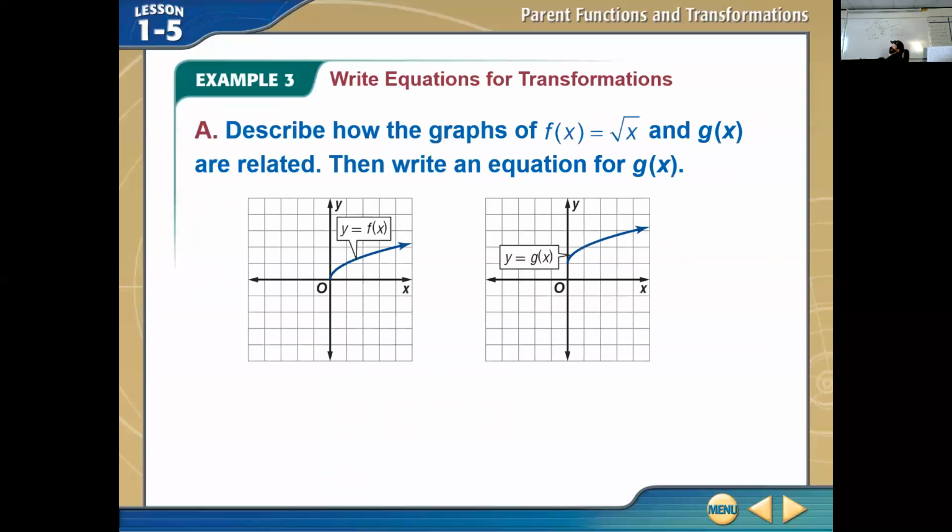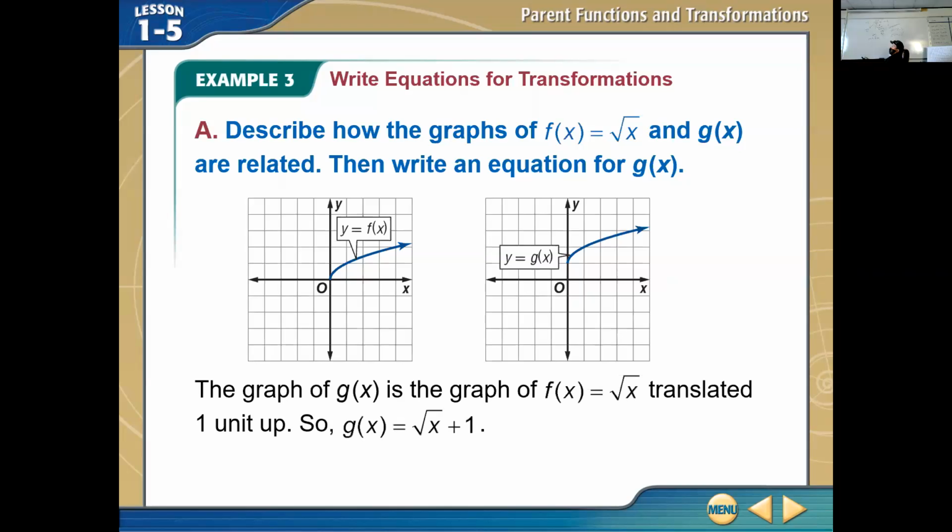Okay, write equations for transformations. Describe how the graphs of f of x, which is equal to the square root of x, and g of x are related. Then write an equation for g of x. So our parent function is the square root of x, okay, and it looks like it's been shifted up 1. So using our inside outside, this is a vertical translation of 1 unit. So it would be g of x is equal to the square root of x, plus 1.